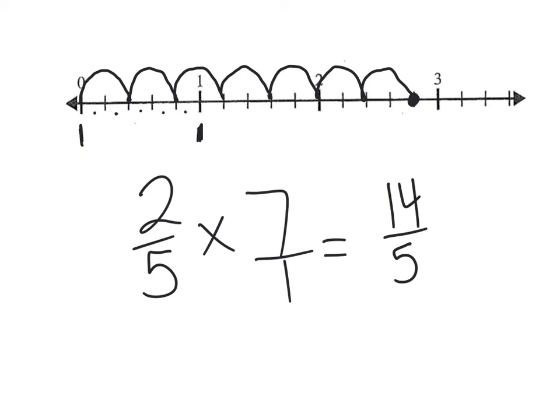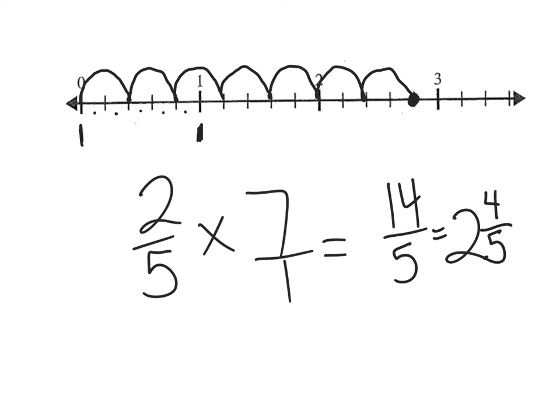Well, 14/5 is really just a division problem, 14 divided by 5. Well, 14 divided by 5 means how many times can 5 go into 14? It can go in twice. That would take me to 10. That would be 4 left over. And then the denominator of fifths would not change.